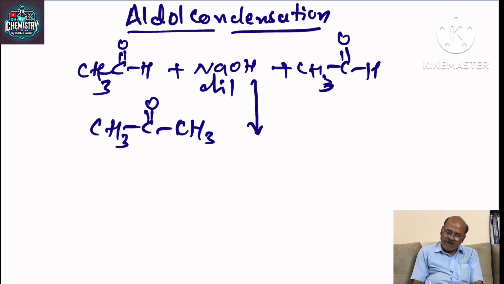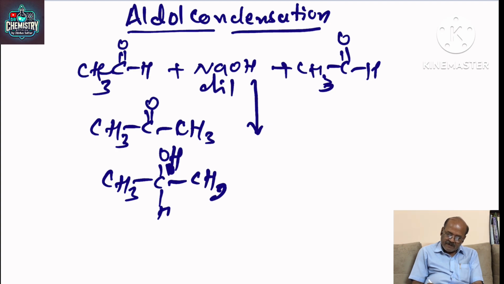One of the alpha hydrogens of one molecule will be shifted to the other and result in the formation of CH3, CH, OH, and then the H already present. From here one hydrogen is shifted, so it remains CH2, C double bond O, and then H. So these two acetaldehyde molecules, consisting of alpha hydrogen, made to react with dilute alkali, result in the formation of a beta hydroxy compound.